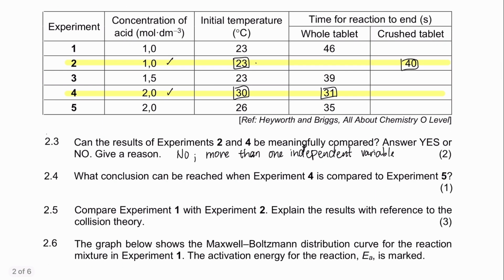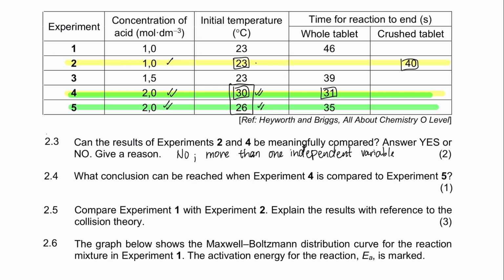2.4, what conclusion can be reached when experiment 4 is compared to experiment 5? So experiment 4 and experiment 5. Let's look at what's changed. Experiment 4, 2 moles per dm cubed concentration, 2 moles per dm cubed concentration. The initial temperature was 30 and here was 26. So the only thing they changed is the temperature.